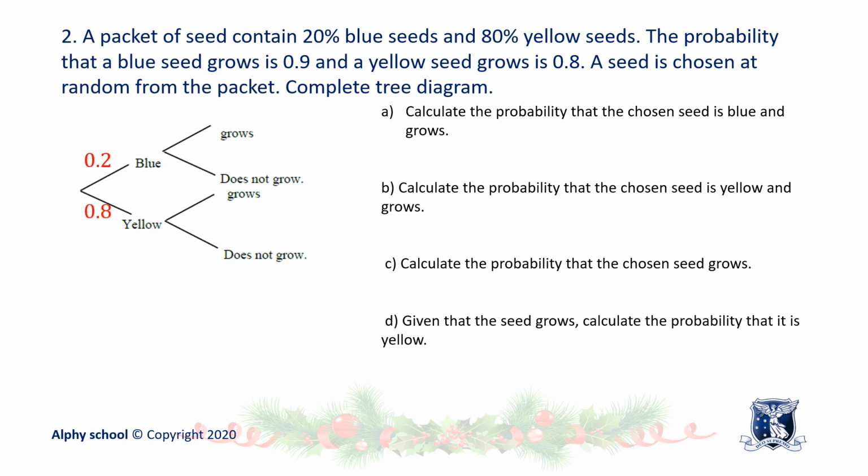The probability that a blue seed grows is 0.9 and does not grow is 0.1. Yellow seeds grow with probability 0.8 and do not grow with probability 0.2. Using these probabilities, we can answer the following questions. Part A. Calculate the probability that the chosen seed is blue and grows. Blue is 0.2 and grows is 0.9.